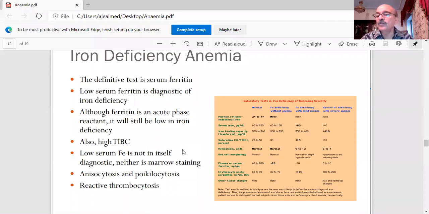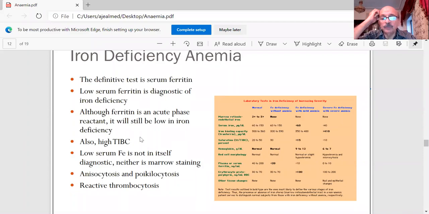One of these diseases is COVID-19, okay? Actually, it was found that it's quite a good investigation to alert you to the possibility of COVID-19, okay? But generally speaking, it can also go up with rheumatoid arthritis and many inflammatory conditions. But if the patient hasn't got any of these and the serum ferritin is low, then this is iron deficiency, okay?